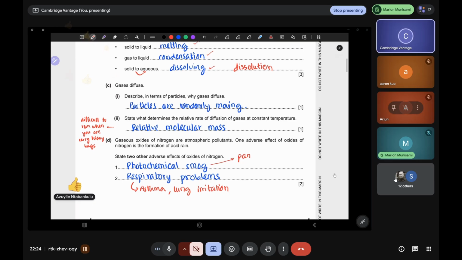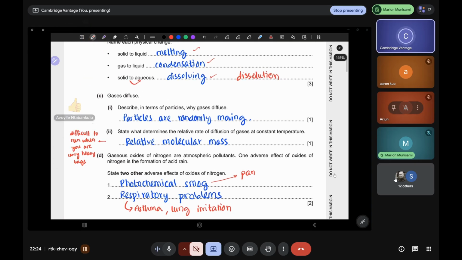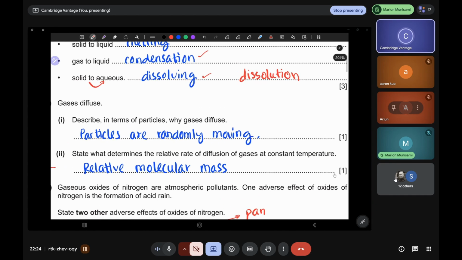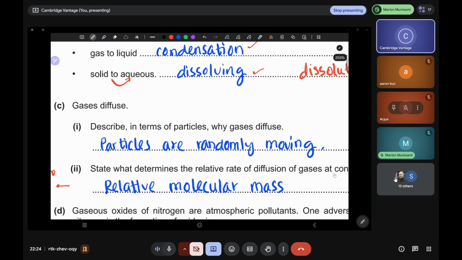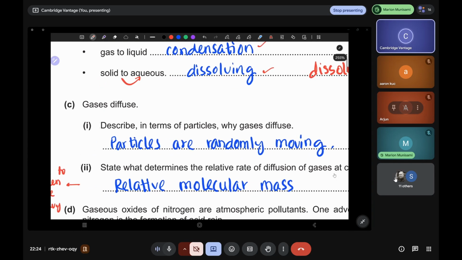The next part, it's asking about diffusion. Describe in terms of particles why gases diffuse. Now, the main reason for that is the fact that the particles are randomly moving. Can anyone tell me the definition of diffusion? I know that's not asked over here, but bonus points if you can answer. Does anyone know the definition of diffusion?